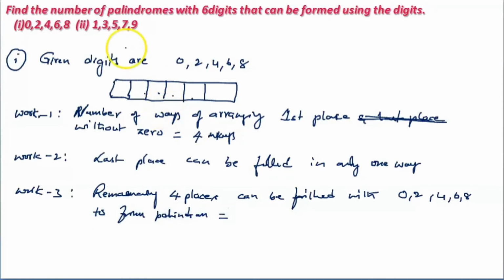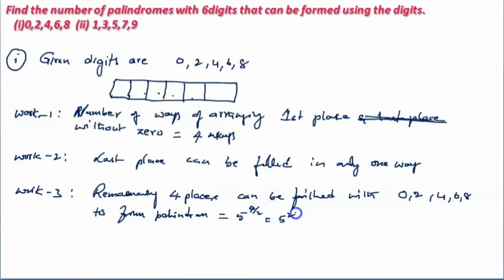Palindrome is equal to how many? 6 digits are there, 4 places are to be filled out. So R is equal to 4, N is equal to 5. The count is 5 to the power of R by 2, which means 4 by 2.